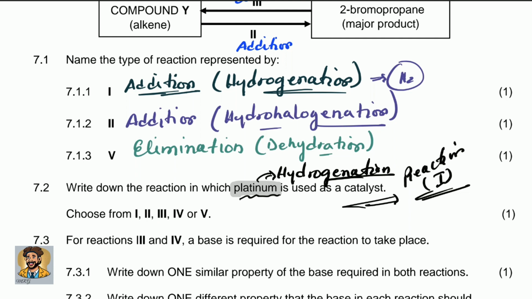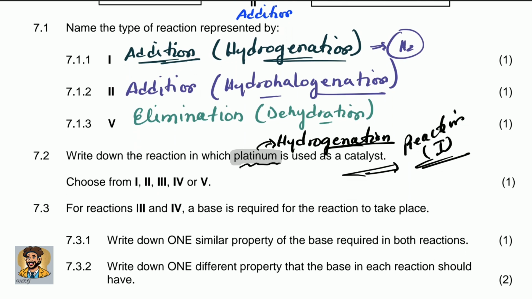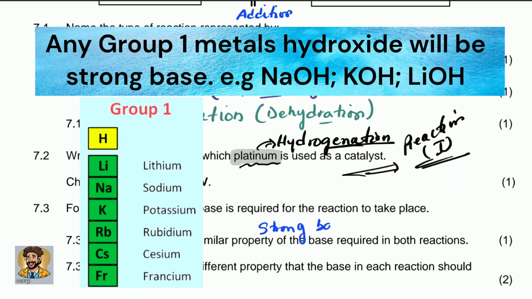Now, for reactions 3 and 4, a base is required for the reaction to take place. Which bases are we going to use? We always use strong bases. And that is the next part of the question: write down one similar property of the base required in both reactions. Those must be strong bases. There is a difference between strong and concentrated. Don't get confused. You will eventually learn about that in grade 12.